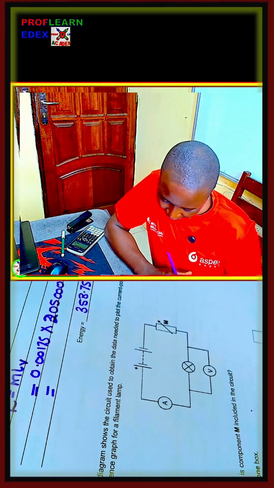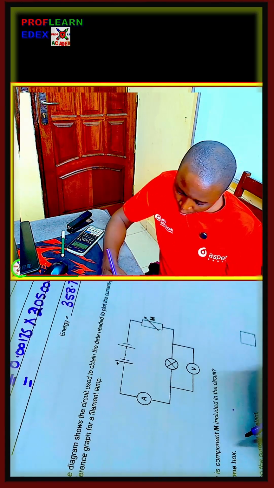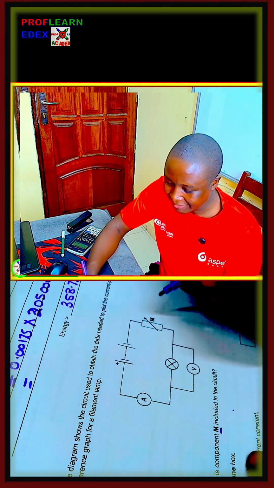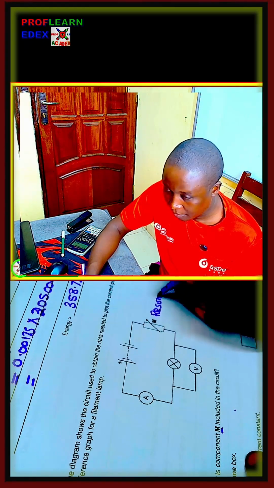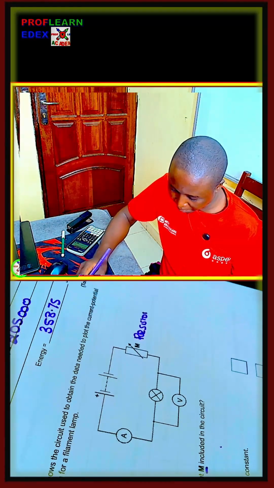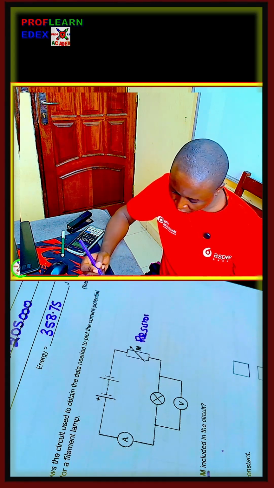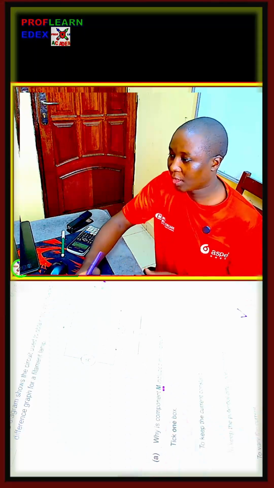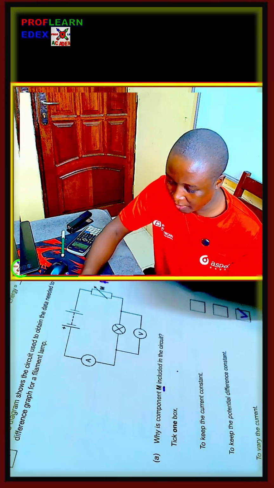In this question, we are told the diagram shows the circuit used to obtain the data needed to plot the current. So why is component M included in the circuit? Component M is called a variable resistor. What is the purpose of it? This is meant to vary the current, to change the current. If you want to adjust the current, you use a variable resistor.